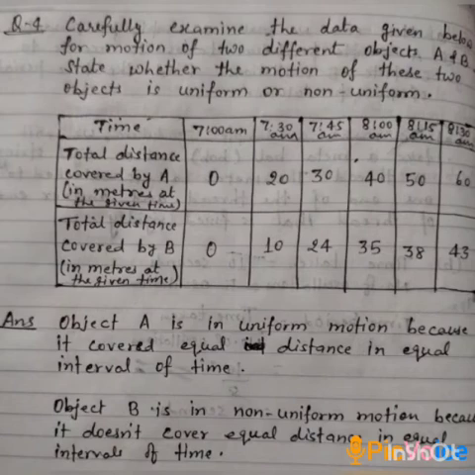But the distance covered by B in the first 30 minutes is 10 meters, in the next 15 minutes it is 14 meters, in the next 15 minutes it is 11 meters, and in the next it is 3 meters, and in the next it is 5 meters. So we can say that object A is in uniform motion because it covers equal distances in equal intervals of time. But object B is in non-uniform motion because it doesn't cover equal distances in equal intervals of time.